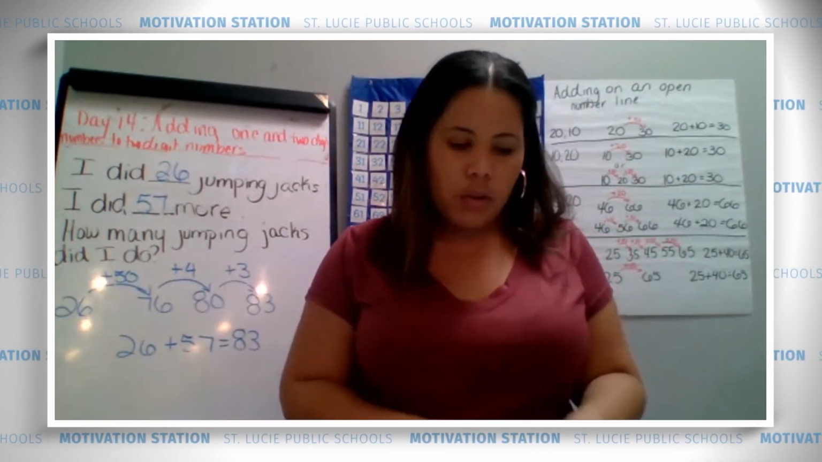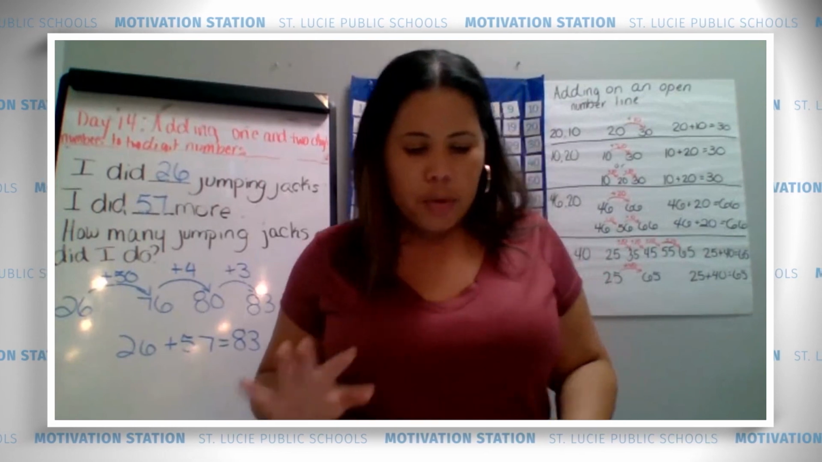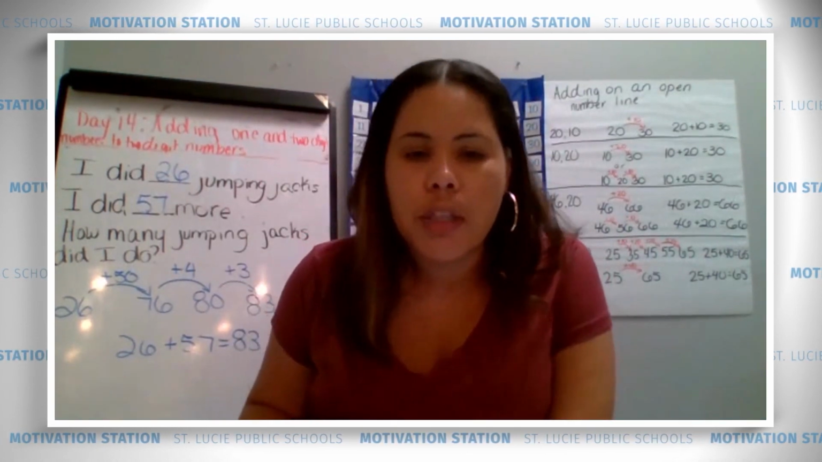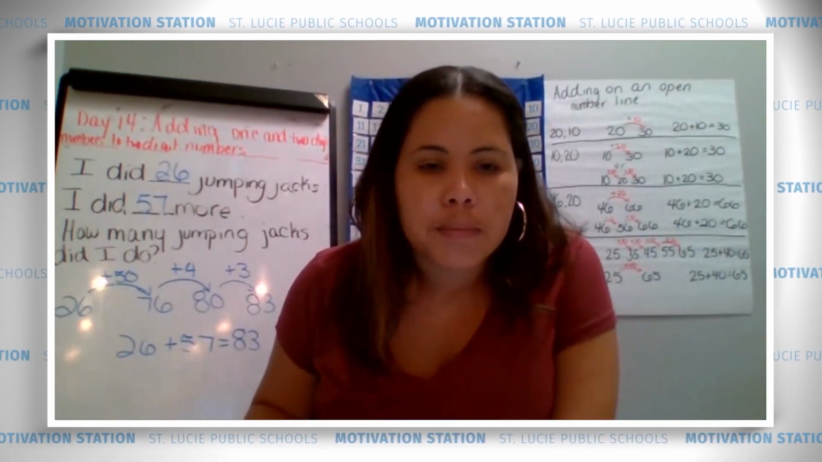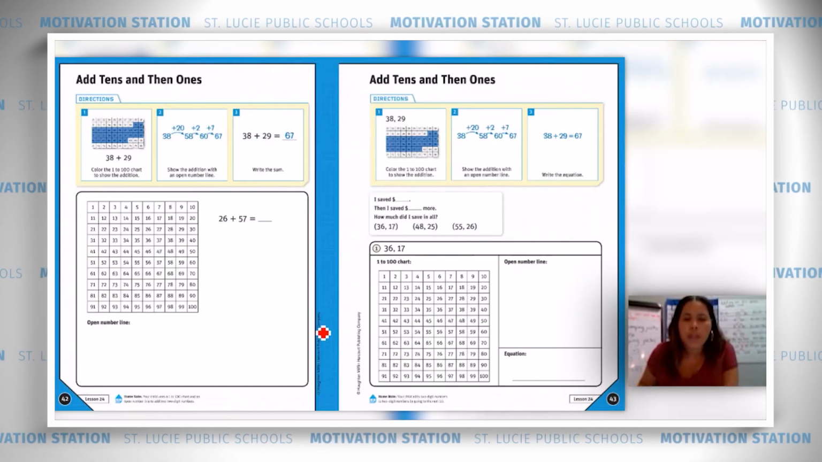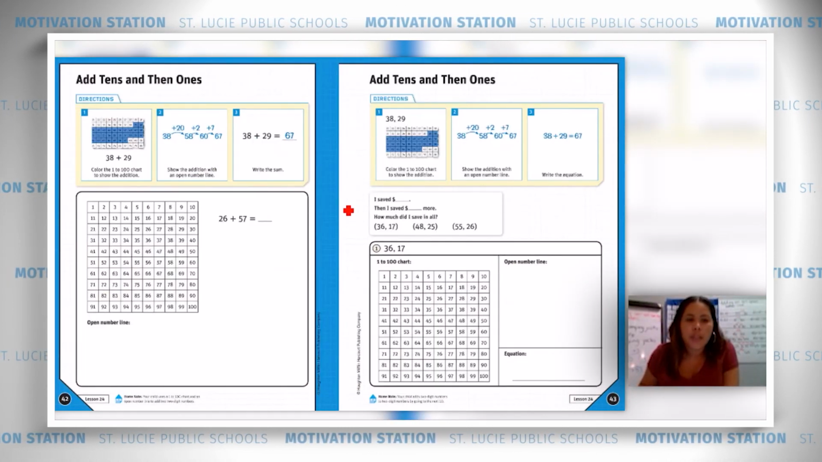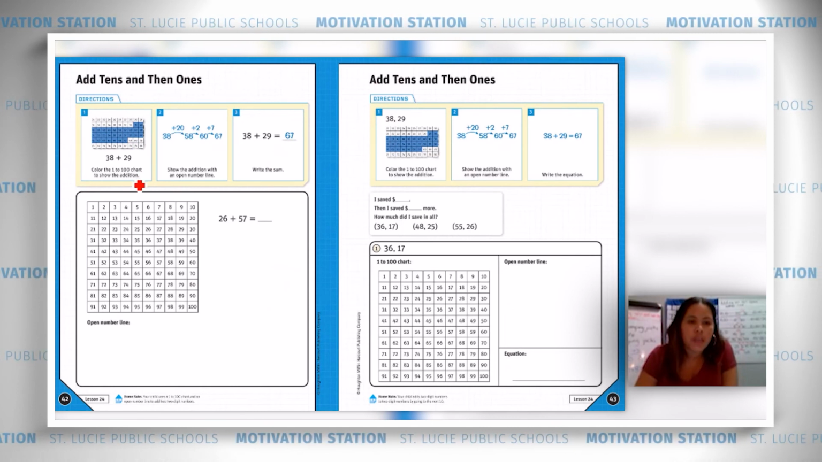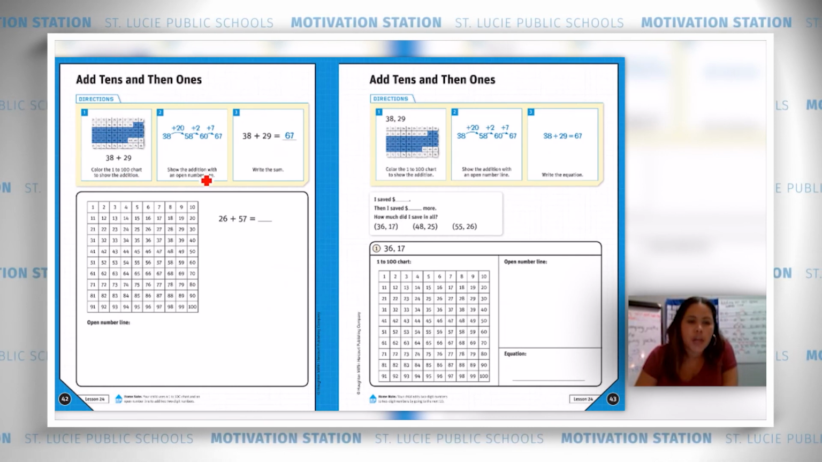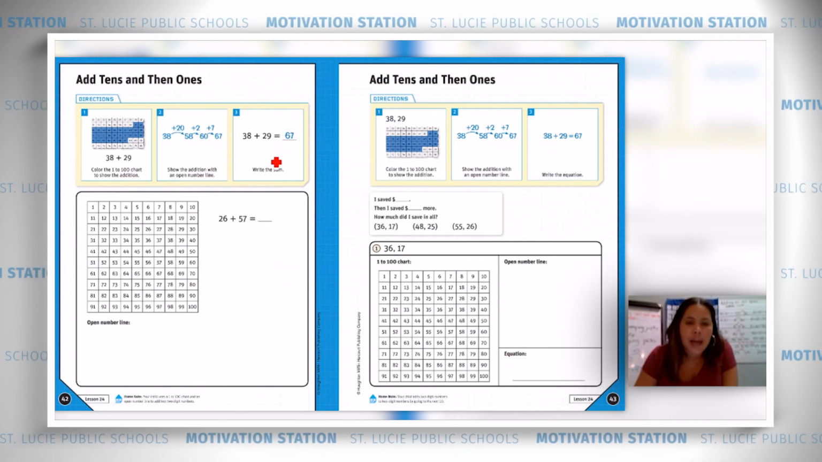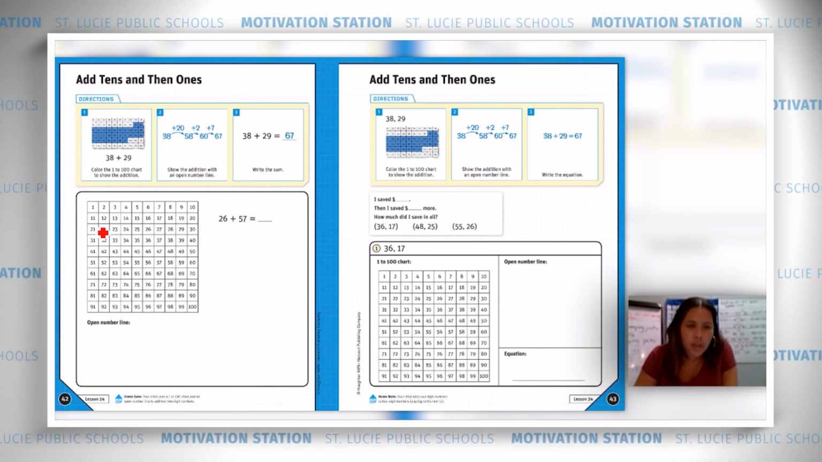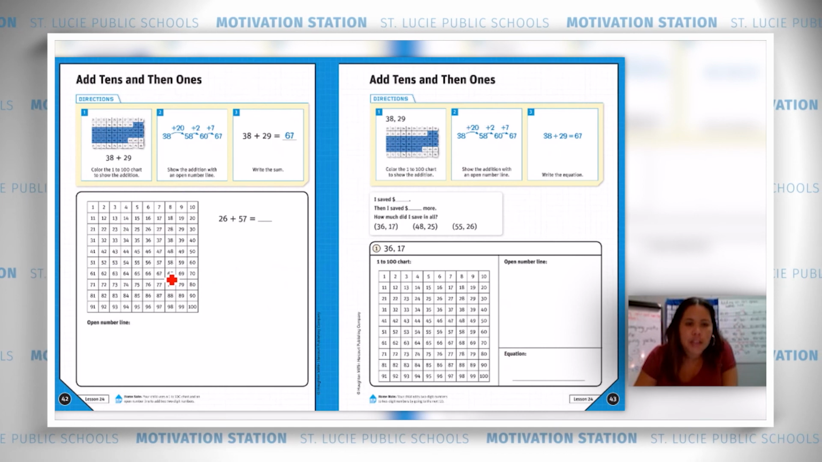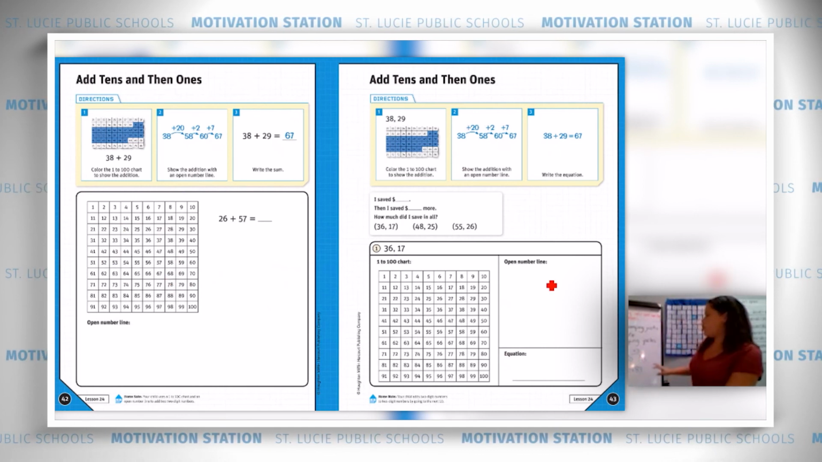Okay. So your next step would be to go to page 42 in your workspace book. I have 42 here. Your directions are color the 1 to 100 chart to show the addition with an open number line, and write the sum. 26 plus 57. This is exactly what we did together just now.